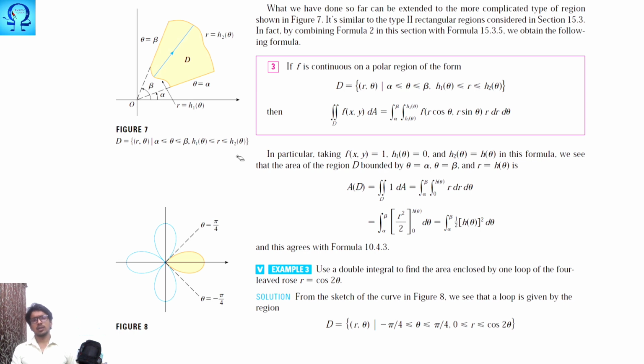Till now we have considered some regions which are easy to handle. Now we have some complicated regions, like the ones that we have seen as type 2 regions in the previous section. You can see a figure, consider figure 7.